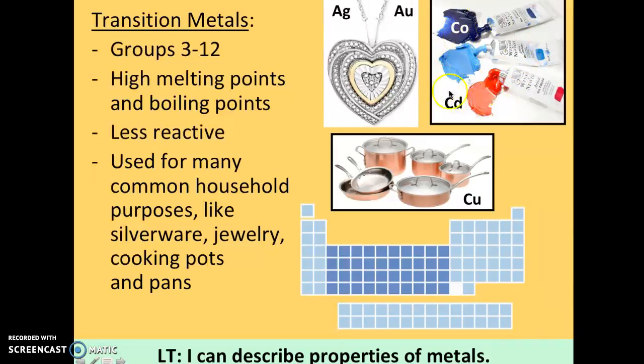Cobalt, cadmium, you're going to see in different paints and pigments. So colors, they're used to help make colors of paints and things like that. Copper, some people have copper plated pots and pans. So that's going to help heat up our foods and things like that. And again, here's the picture highlighted in dark blue of those transition metals.